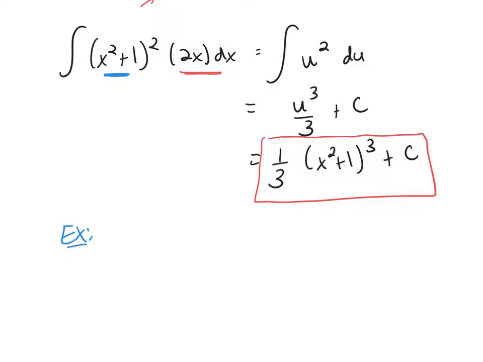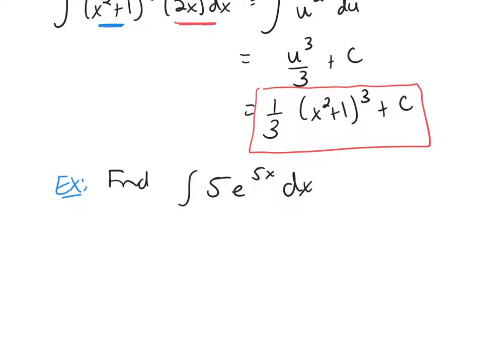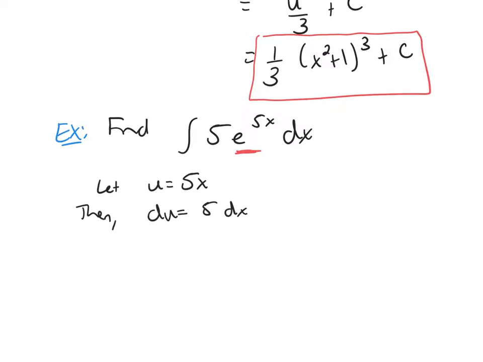Let's look at: find the integral of 5e to the 5x dx. So again, look for a term that has a composition in it, an inside and an outside, and that would be this e to the power, and you're going to choose for u to be the inside part of that, the 5x. So then du would be 5 dx, and now we're going to plug in.